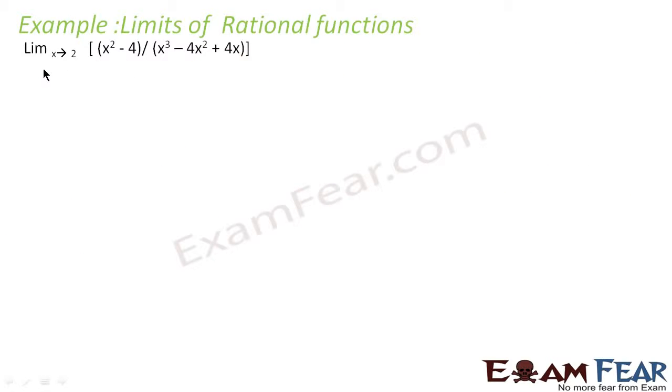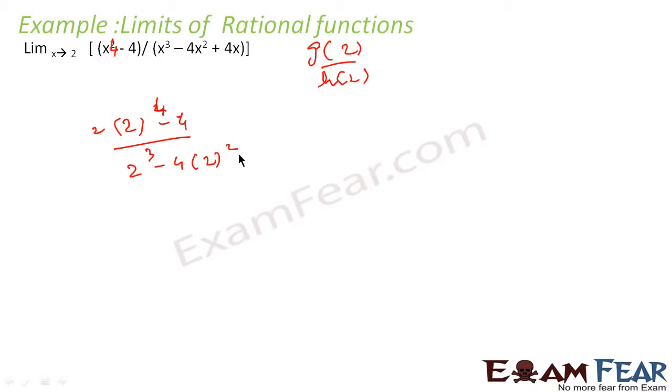Now let's take one more example. Here we have to find the limit as x tends to 2 for x to the power 4 minus 4 by x cube minus 4x square plus 4x. Here also let's find g2 by h2. This is x to the power 4, sorry: 2 to the power 4 minus 4 by 2 to the power cube minus 4 into 2 square plus 4 into 2. I've just put the value x equal to 2 here.